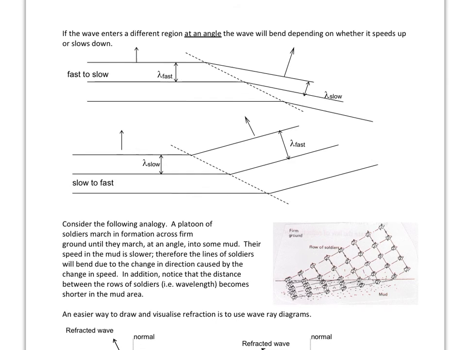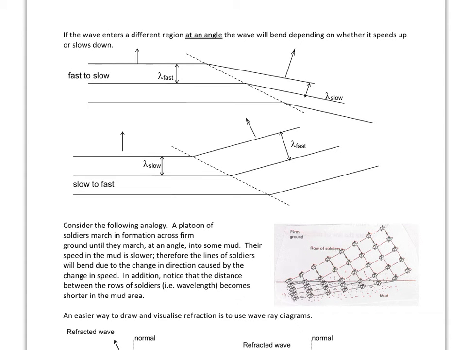If the wave enters a different region at an angle, the wave will bend depending on whether it speeds up or slows down. So the wave is coming in here, and it's coming in fast, and it's starting to slow down at this boundary. The wave is coming in and it slows down, so it gets pulled backwards here. It hits the boundary and slows down at an angle here. Our wavelengths decrease, and again, our waves become slow.